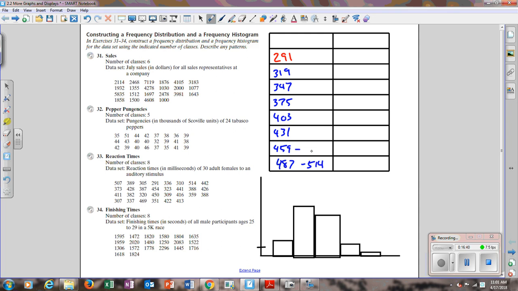This will be 486, 458, 430, 402, 374, 346, and 318.